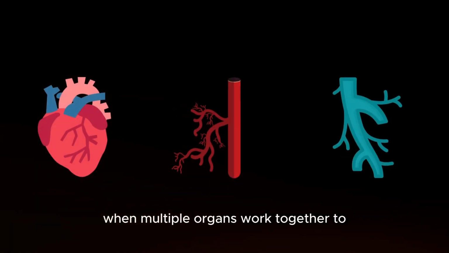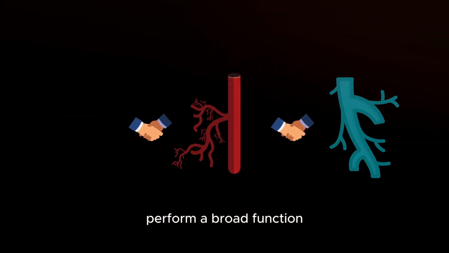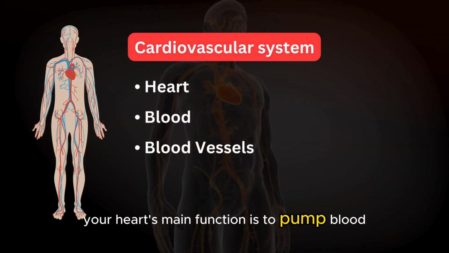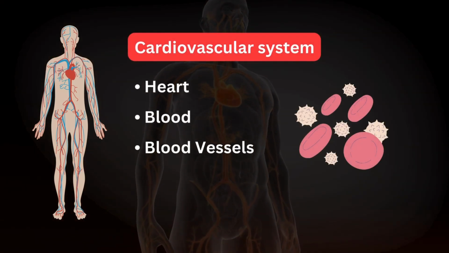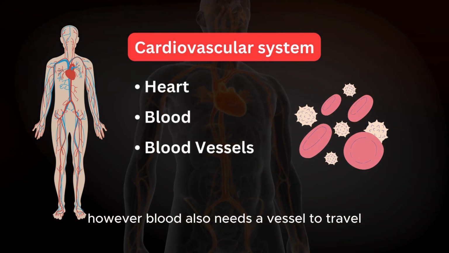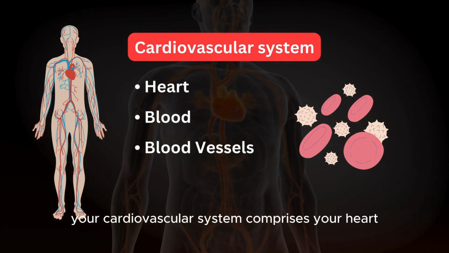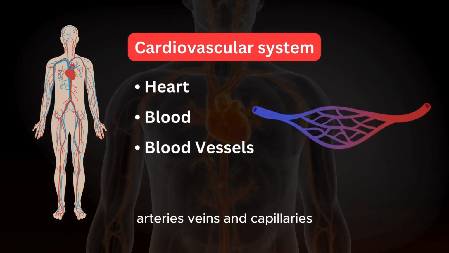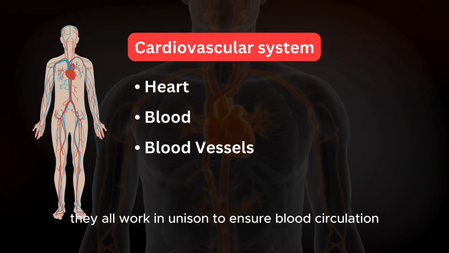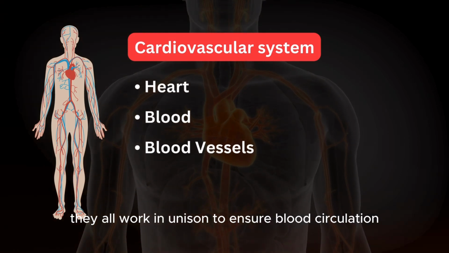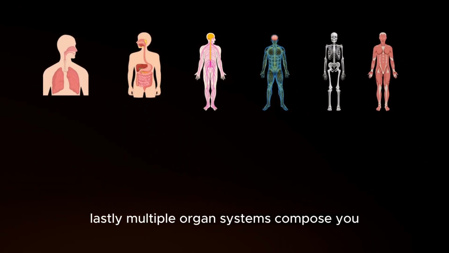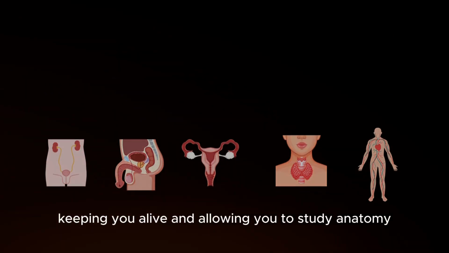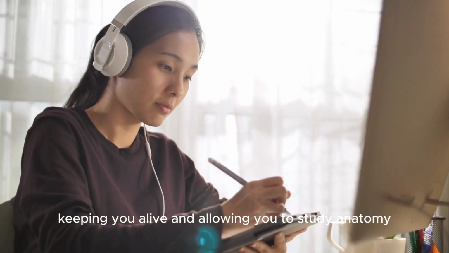When multiple organs work together to perform a broad function, it becomes an organ system. For example, your heart's main function is to pump blood. However, blood also needs a vessel to travel. Your cardiovascular system comprises your heart, arteries, veins, and capillaries. They all work in unison to ensure blood circulation. Lastly, multiple organ systems compose you, keeping you alive and allowing you to study anatomy.